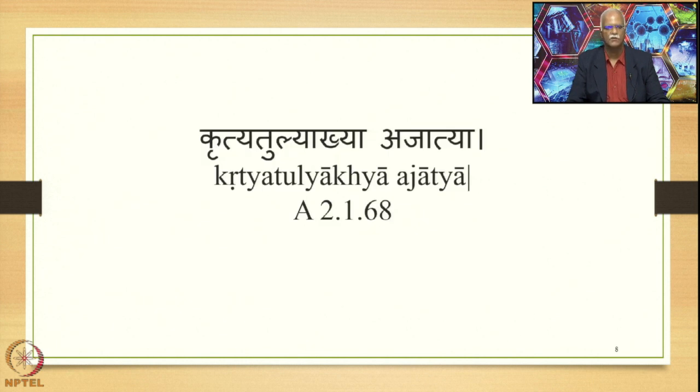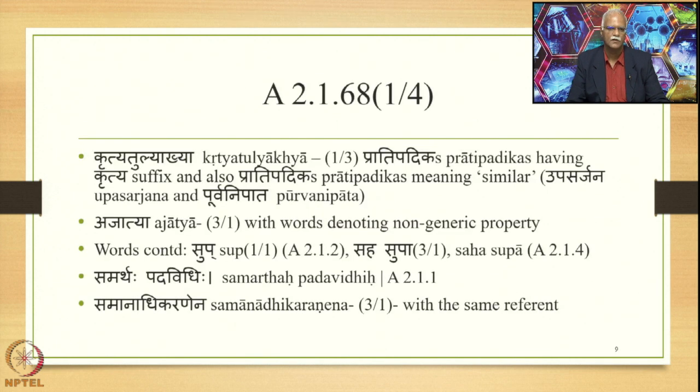Now let us study the remaining sutras in the Karmadhāraya section in this particular lecture. The first one is Kritya Tulyakhya Ajatya. There are two words in the sutra. This is 2168, and the two words are Kritya Tulyakhya and Ajatya. Kritya Tulyakhya is 1/3. Pratipadikas having kritya suffix at the end, and also pratipadikas meaning similar, tulya.